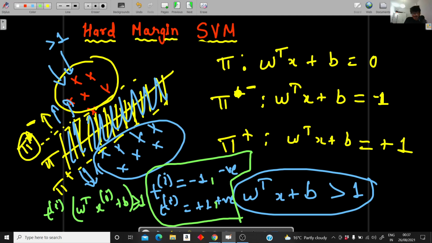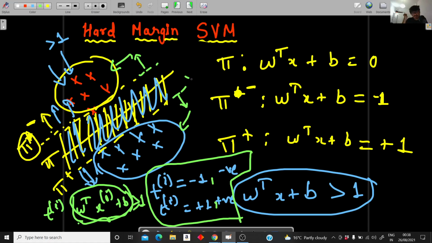How? As I said, in order to have a hard margin, we should have all the points either here or here. That is, all the points should be above this pi negative, or they should be below this pi positive in this region. So for, let's say, a positive instance, this is always positive, that is greater than 1.